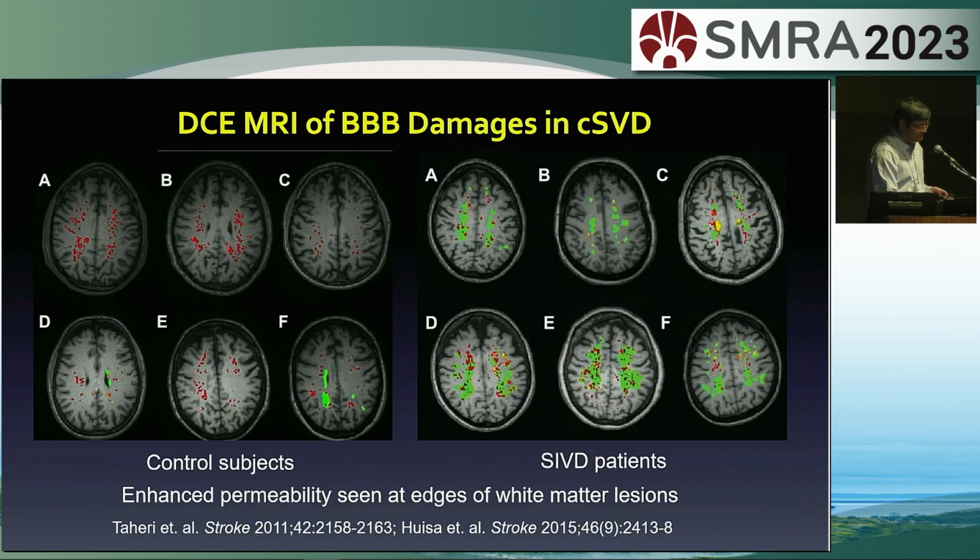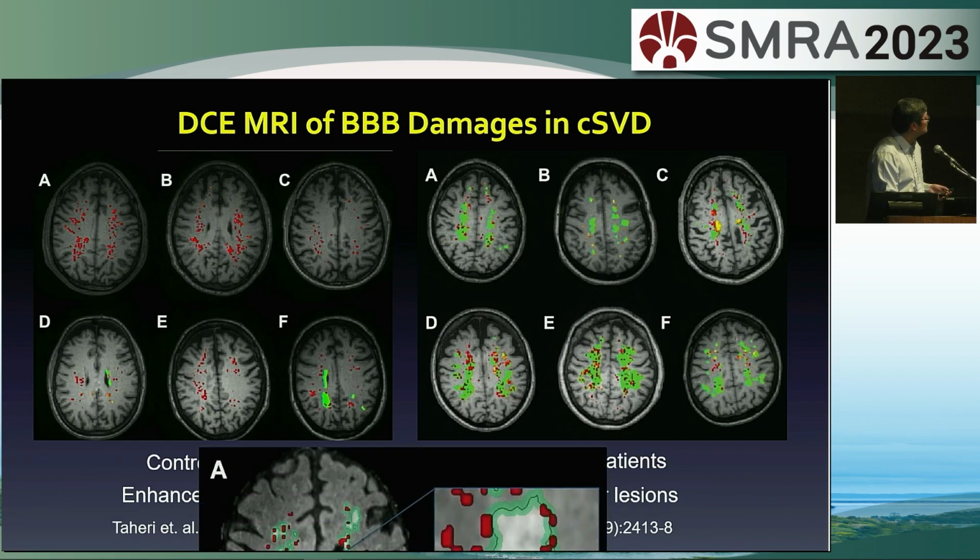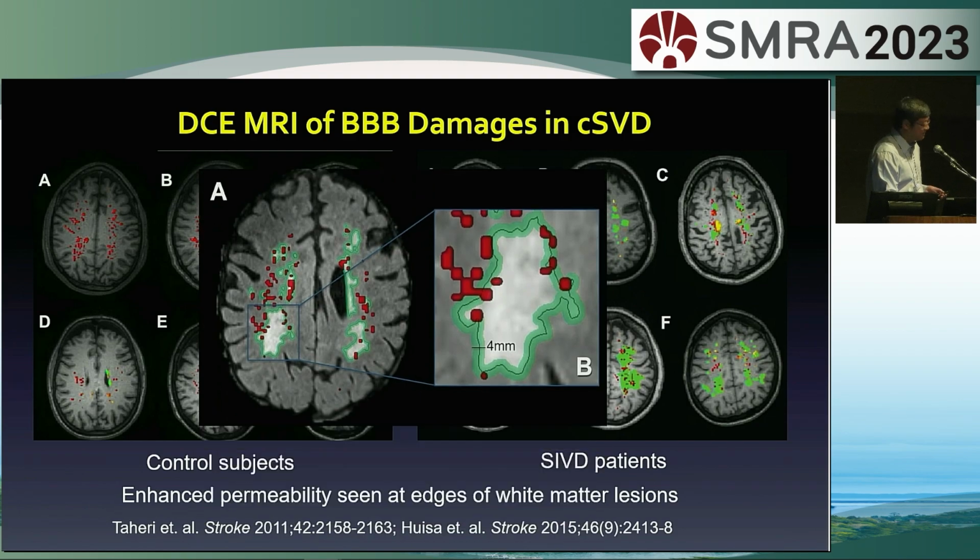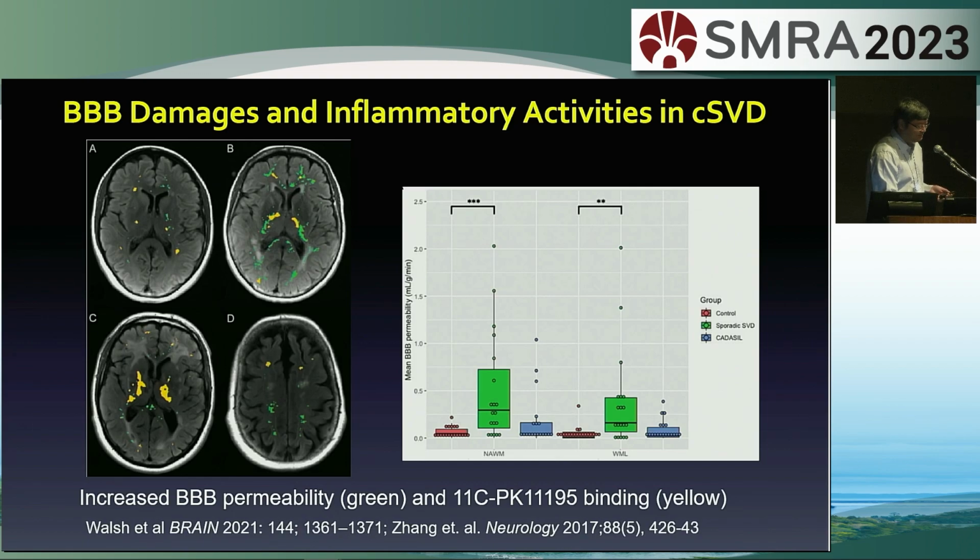For small vessel disease, there's evidence of increased BBB permeability in white matter, especially around the edge of the white matter hyperintensity. But the evidence hasn't been very consistent. For example, this Oxford group published increased K-trans in the sporadic form of small vessel disease, but not in a genetic form of small vessel disease, for example CADASIL. And it doesn't coincide with PET imaging of microglia activation.